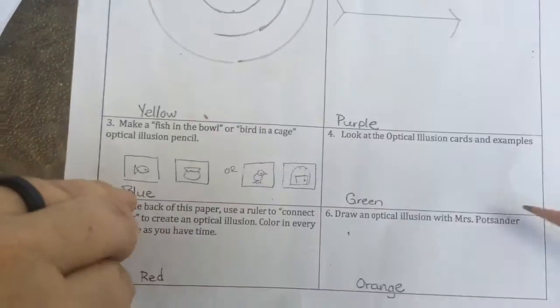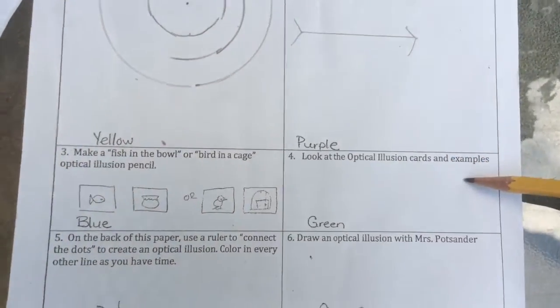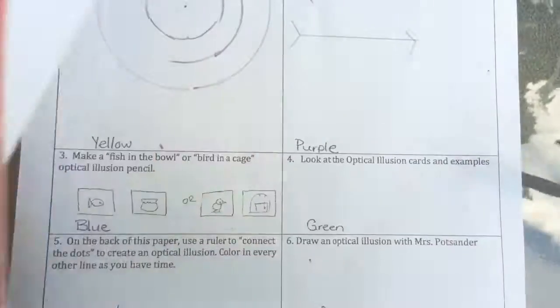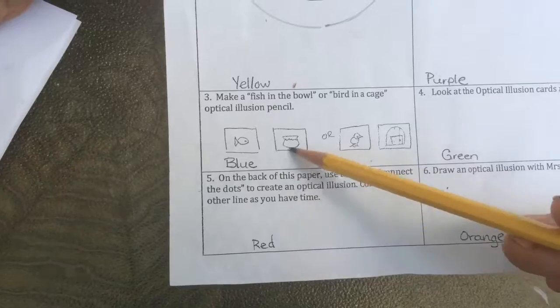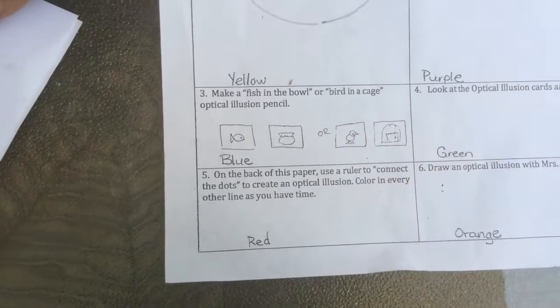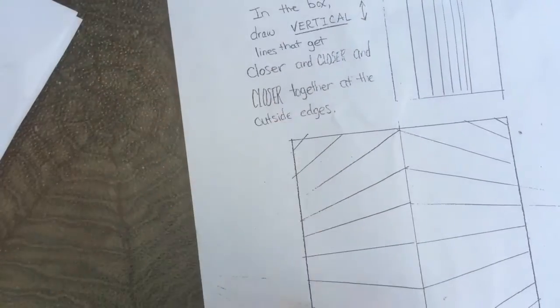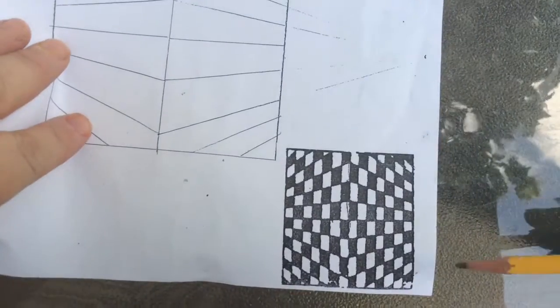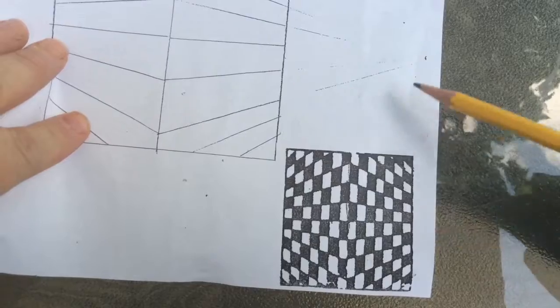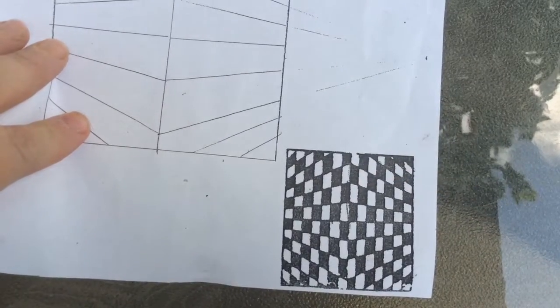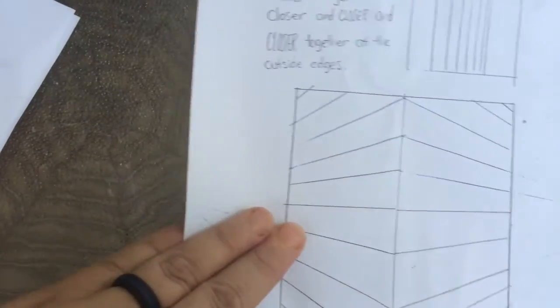And the next one, the green table, is going to be look at optical illusion cards and examples. I have different books, different cards that can get you thinking what kind of optical illusion you'd like to do. Red table, on the back of this paper, use a ruler to connect the dots to create an optical illusion. Color in every other line as you have time. So what we're going for here is making this illusion look like it pops out or that it goes back into space, either one.